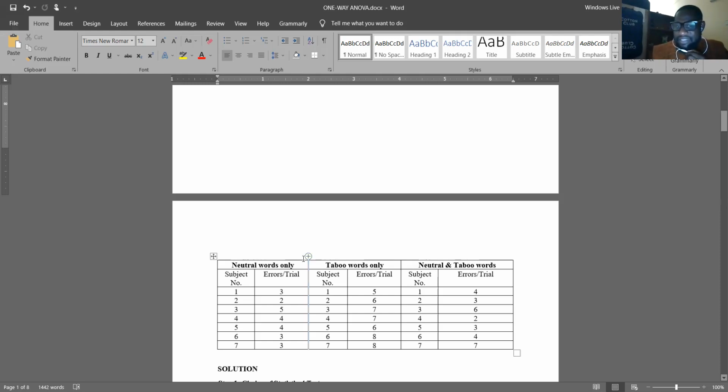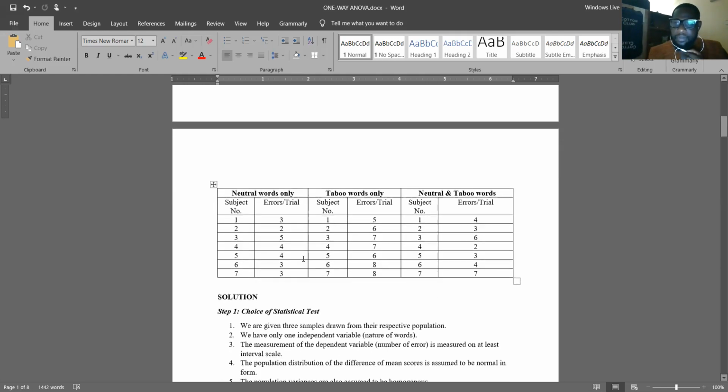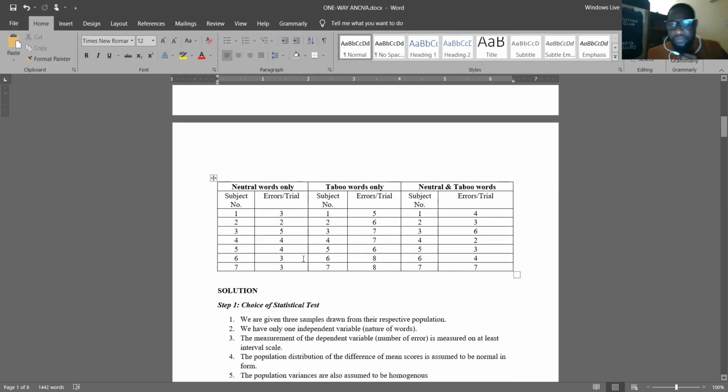So when you realize that within the table they have more than 2 groups, then that should give you a signal that you use one-way ANOVA. So with one-way ANOVA, it's quite easy for you to deduce it when it comes. So let's try and solve. First, we use the 6 steps, and currently you know the various steps.